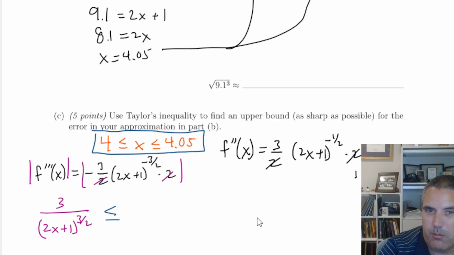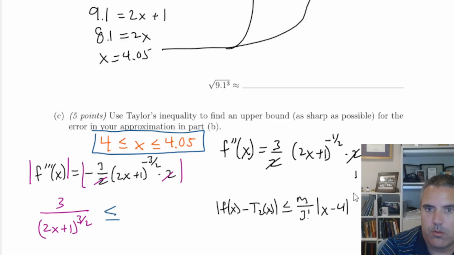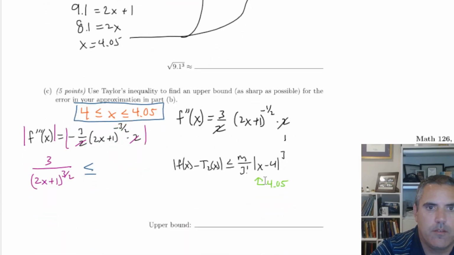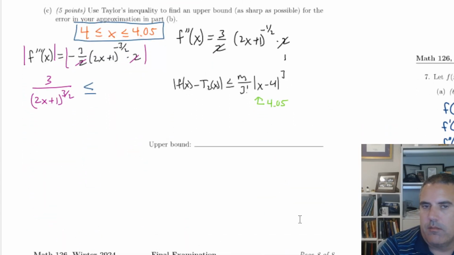Once I figure that out, I will finish the question by saying the error is less than or equal to M over 3 factorial times (x minus 4) to the 3. And I know at the very end of this question, I'll put in 4.05 here. Let me shrink that a little bit. So that's what we're trying to finish out.